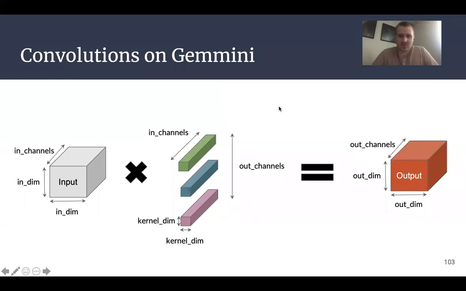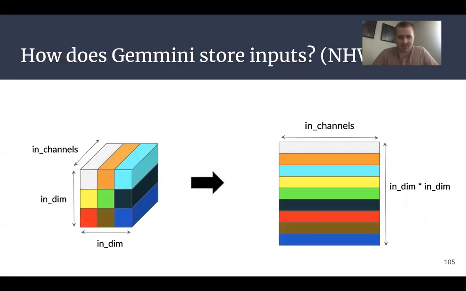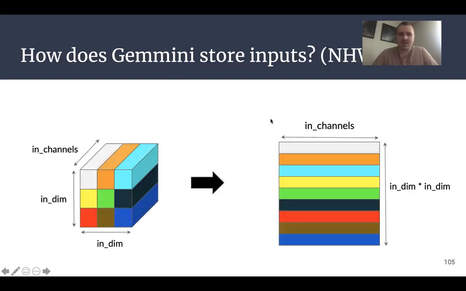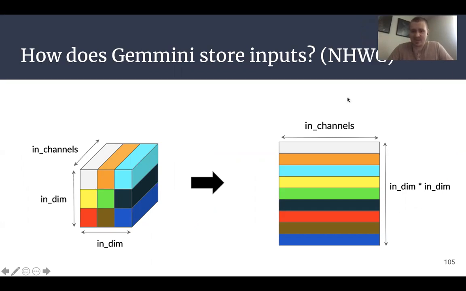Assuming most of you have seen what a convolution is before, just in case you haven't, you have a number of filters applied across an input to produce an output. Gemmini has to store these 3D inputs in a 2D format within its 2D scratchpad. So it stores them in the NHWC format: all the pixels in the first row side by side, then the second row, the third row, and the innermost dimension is the input channels.